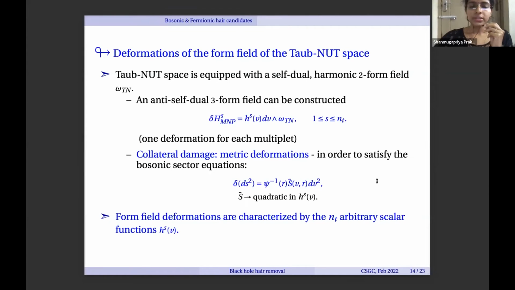Now, an important point to note here is that these two deformations are not independent of each other because they stem from the same set of scalars H's of V. And hence, form field deformations are going to be characterized by N_T number of arbitrary scalar functions H's of V, which correspond to the hair candidates.